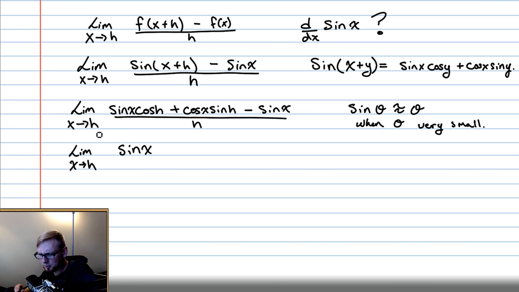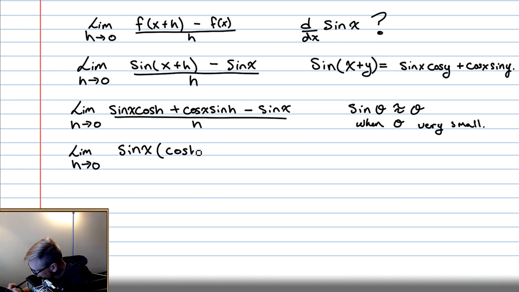Oh, why did I write x goes to h? That's the other one. h approaches 0. Jeez. You guys didn't even catch that on me. Doing two different formulas at once in my head, I guess. Cosine of h minus 1 over h, and we've got plus cosine of x sine h over h.